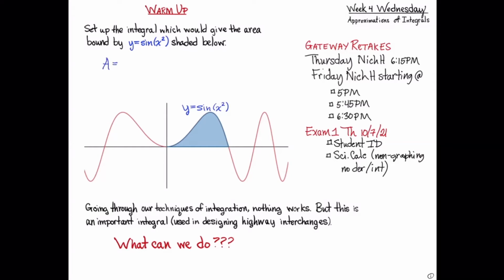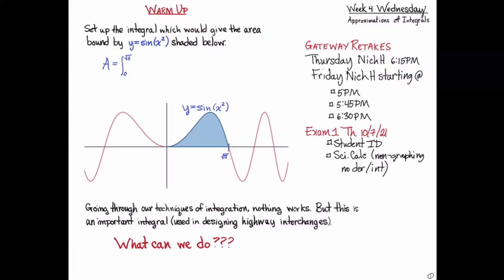as the integral from 0, and because this is sine of x squared, its x-intercept is going to be at the square root of pi. So that will be our upper bound. Of the curve sine of x squared dx.